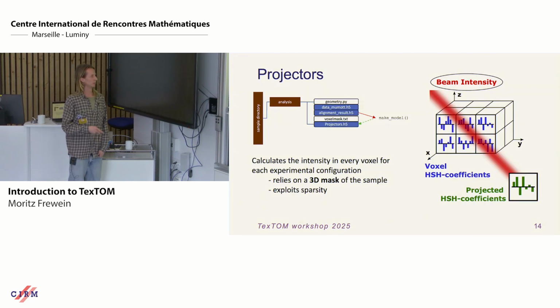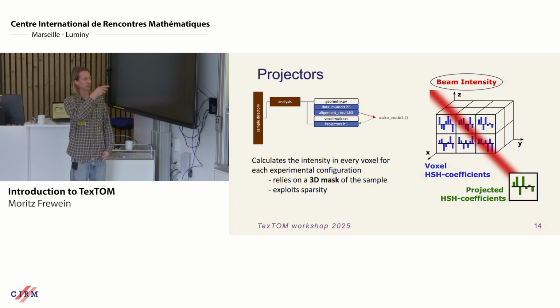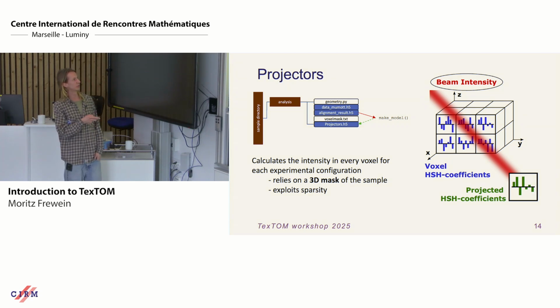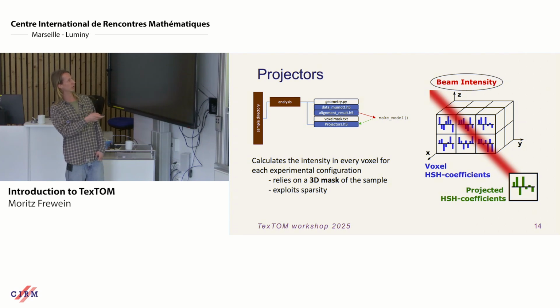Yeah, the next step is that one calculates the projectors. So basically we have this voxel grid, and the beam intensity is currently modeled as a Gaussian beam. So I pre-calculate the intensity that every voxel gets in every configuration of the beam, or of the setup. So this is this part. It relies on a 3D mask of the sample so that we can exploit the sparsity of the problem. And this is done again by a user input that comes directly after you execute again this command make model.